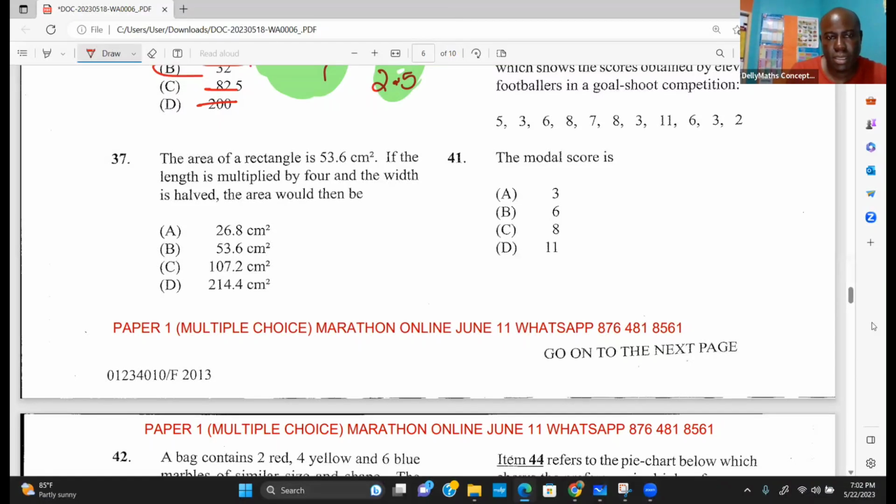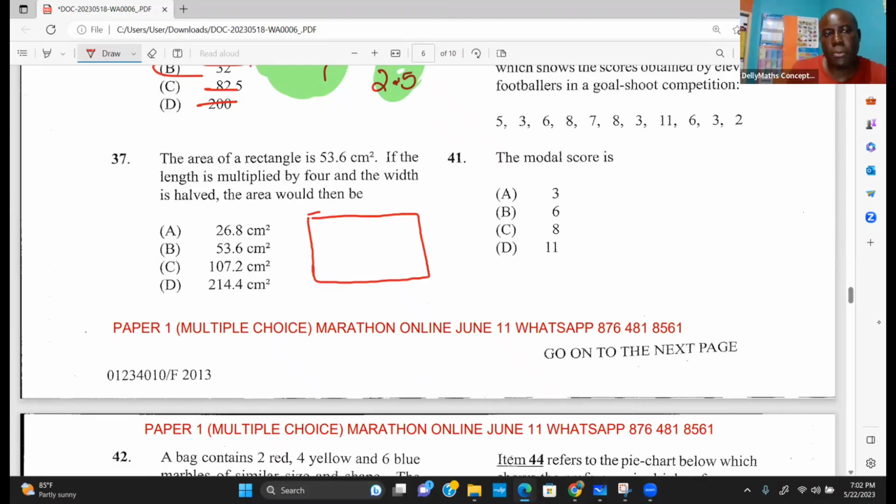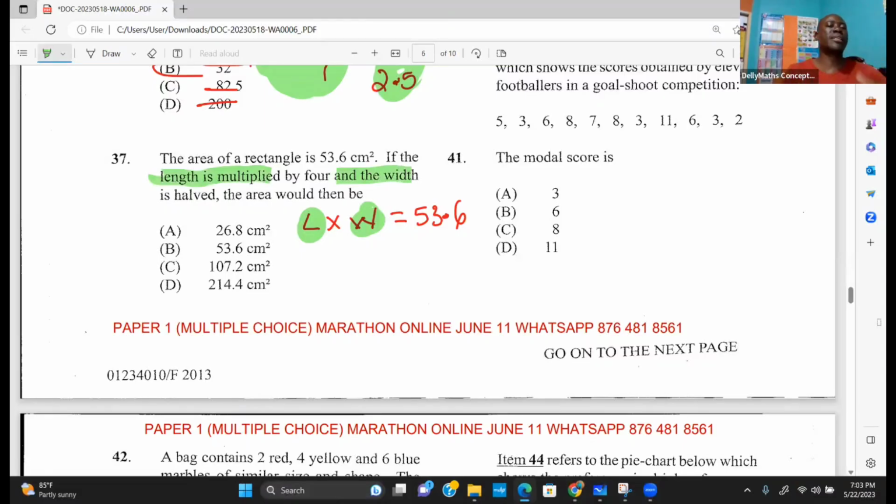Ideas. We know about a rectangle. C. All right. You know about a rectangle. So then hear what they said. The area of a rectangle is length times width. So length times width is 53.6. The reason why I'm using length times width is because the question revolves around length and width. So because of that, I'm using that.